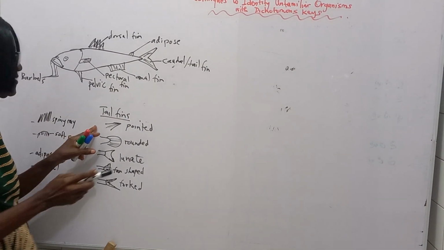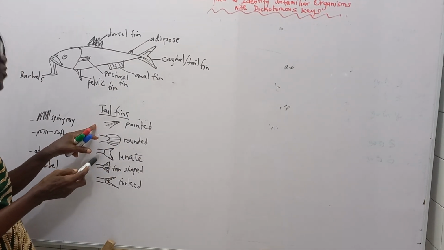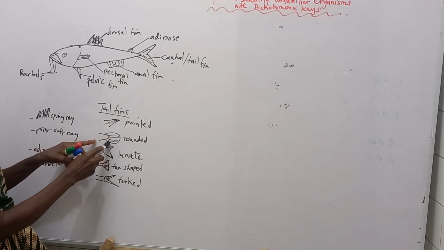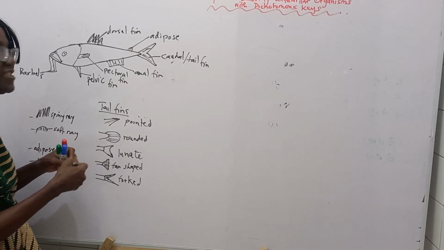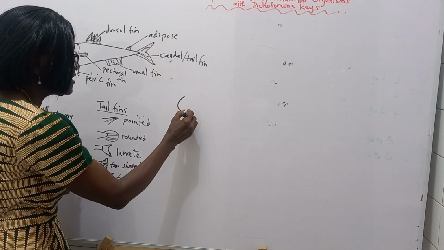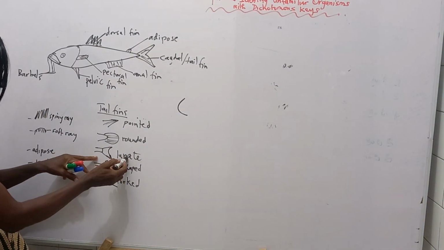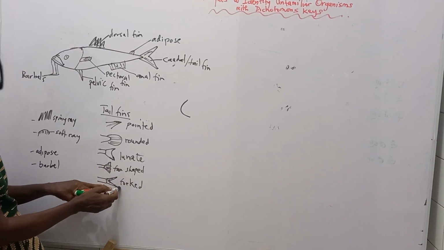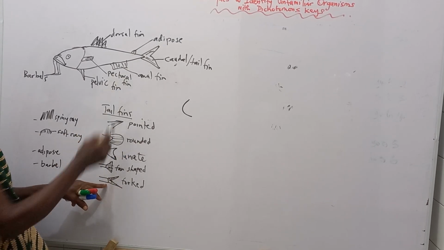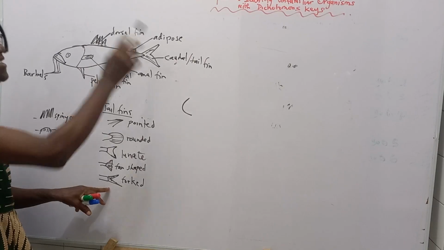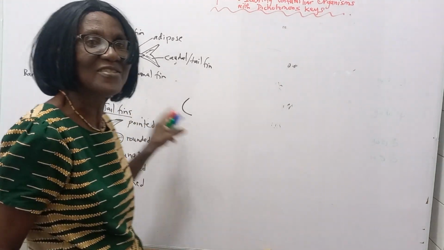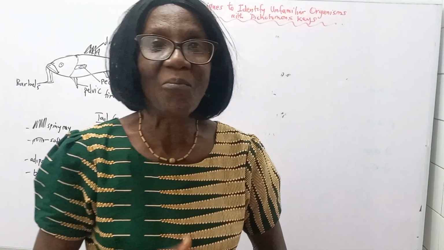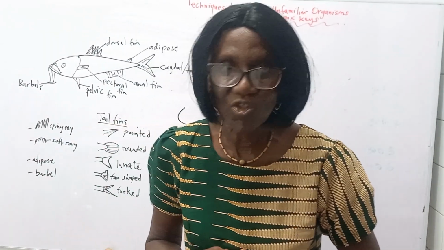Now, tail fins or caudal fins can also be described as pointed, like this, or rounded, like this. Lunate means it's moon-shaped. You know, moon shape can be like this. So that is lunate, it's moon-shaped. Or it can be fan-shaped, or it can be forked. That is the tail or caudal fins. Now we need to remind ourselves of these so that we can use it when we want to identify the bony fishes we are going to talk about.